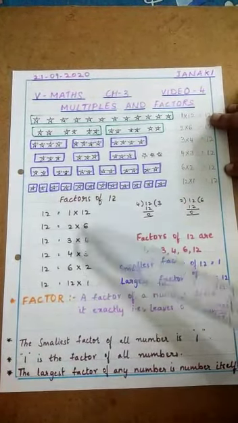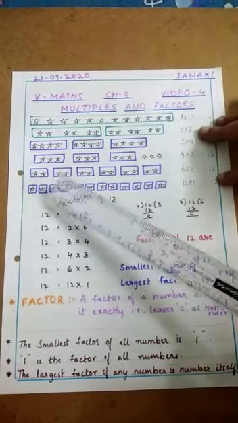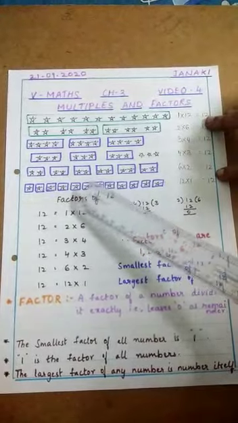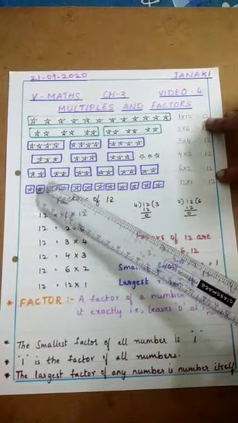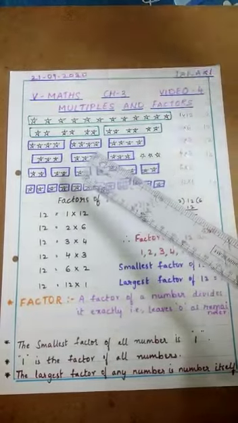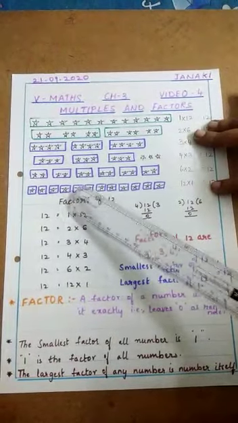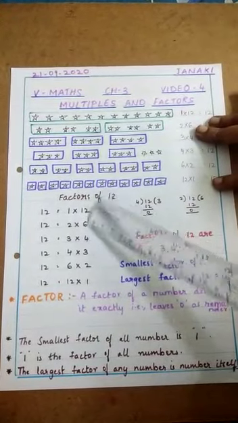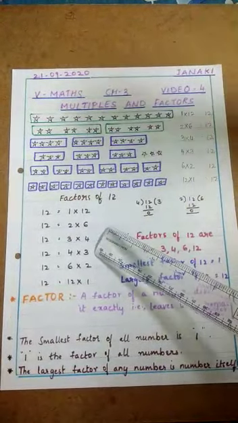So here 1, 2, 3, 4, 6, 12 are called factors. And this we know, this is a multiple. This we have already learnt. 1 into 12 is equal to 12. 12 is a multiple of 1, and also it is a multiple of 2. That we have learnt already. Now here, whichever numbers we are multiplying to get some product, these numbers are called the factors.